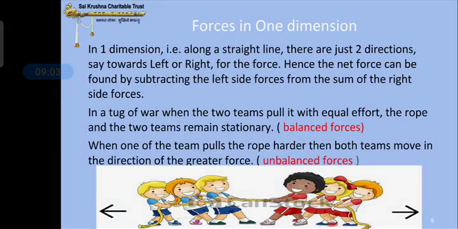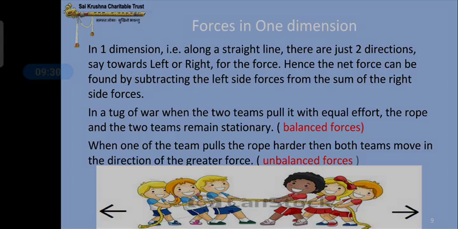So force is in one dimension. In a tug of war, when two teams pull with equal effort, the rope and the two teams remain stationary. If they are remaining stationary, which means they are at rest, then it is said to be balanced force. And when one of the teams pulls the rope harder, then both teams move in the direction of the greater force. So this is an example of unbalanced force.